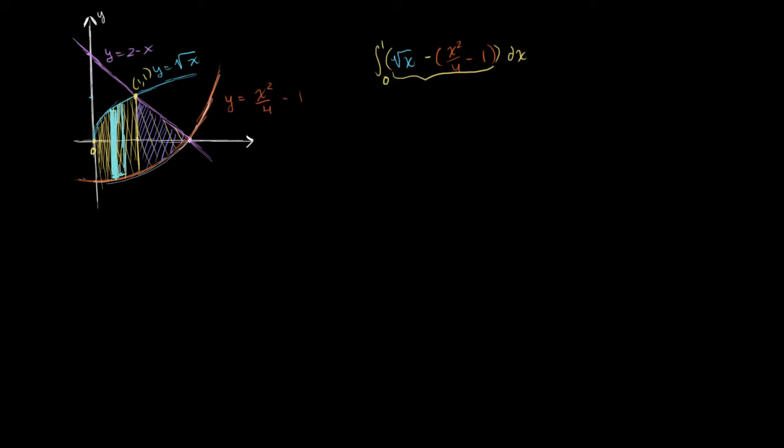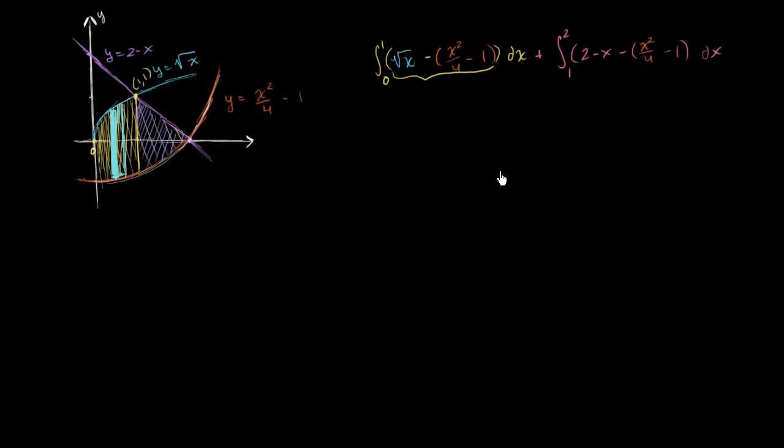By the exact same logic, we can figure out the area of the right region, and then we can just sum the two together. For the right region, we're going from x is equal to 1 to x is equal to 2. The upper function is 2 minus x, and from that we're going to subtract the lower function, x squared over 4 minus 1.